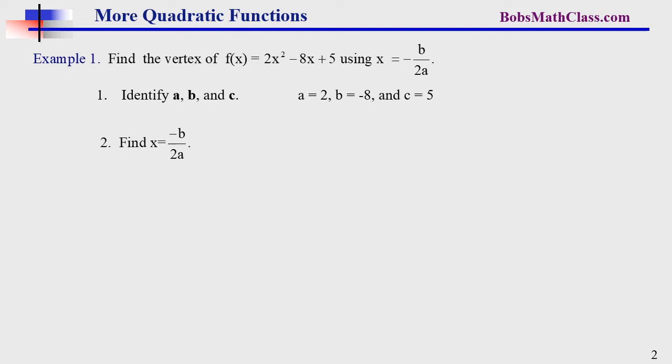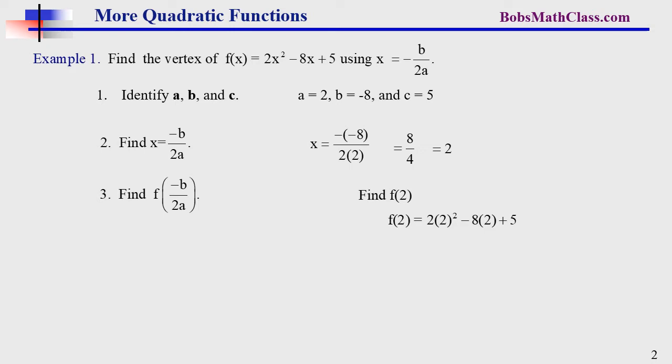Now plug it into the formula, negative b over 2a. So where you see b, replace it with negative 8, and the a, replace it with 2. In the numerator, that gives us negative negative 8, which is positive 8, and the denominator is 4, and then that equals 2. So that is the x value of our vertex. Now we need to find the y value. So find f of negative b over 2a. That just means use the answer we got for x and plug it in. So we're going to find f of 2.